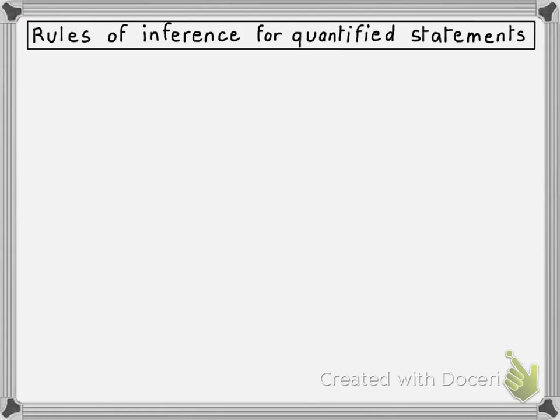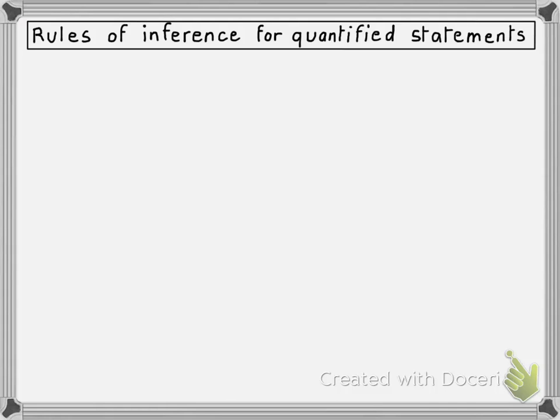Welcome to this lecture on rules of inference for predicate logic. Notice in the previous lecture, all the rules of inference that we introduced applied only to propositional variables, or propositions. They did not involve predicates, variables, or quantifiers. So in this lecture, we're going to solve this problem.